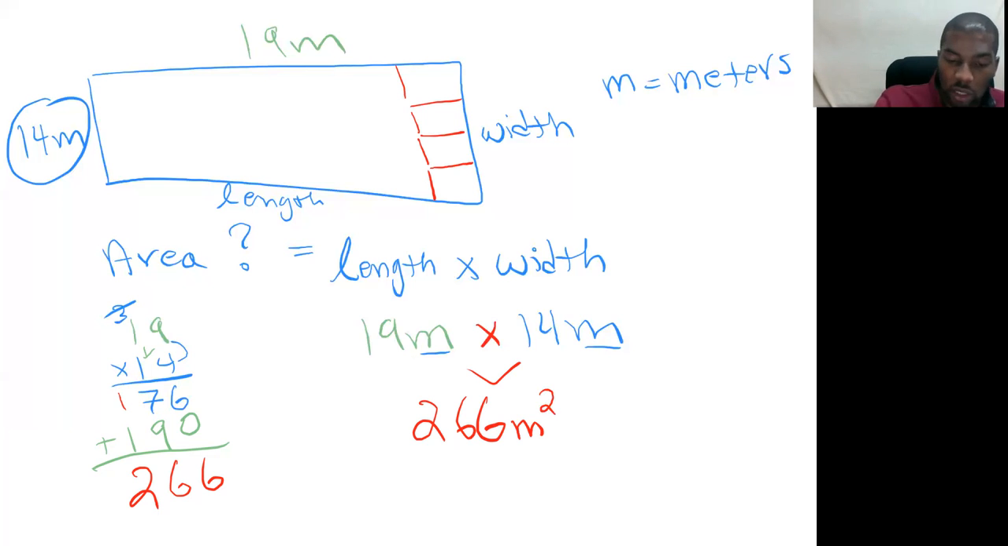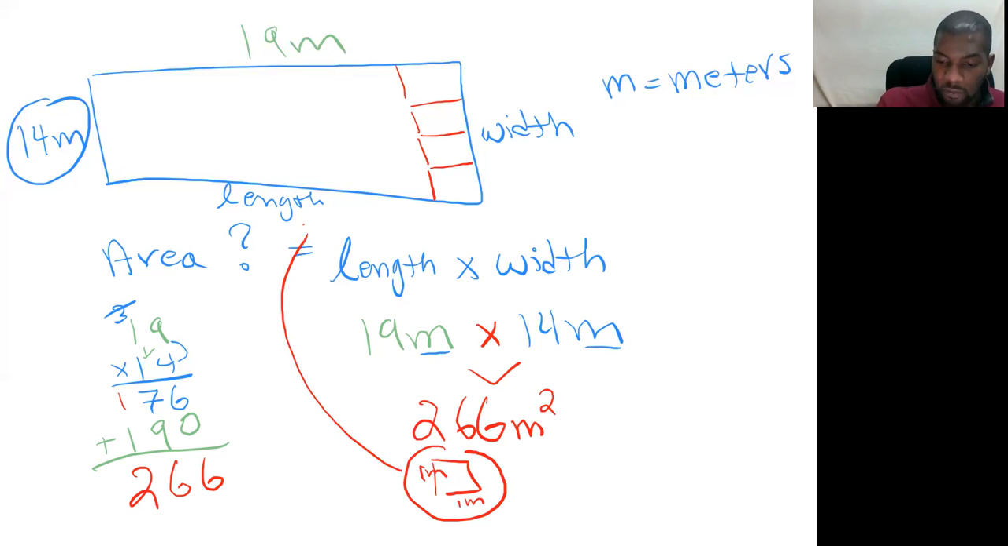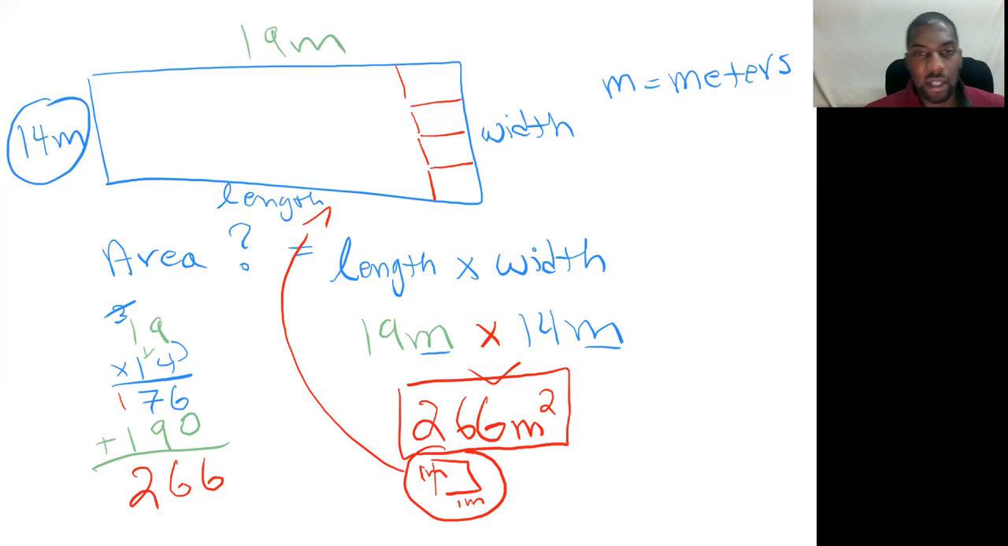That's how many small little boxes it would take, 1 meter across and 1 meter long. It would take 266 of these little squares to fill this rectangle. So we say it's 266 meters squared. That is the area of this rectangle. Let's try one more just for safety.